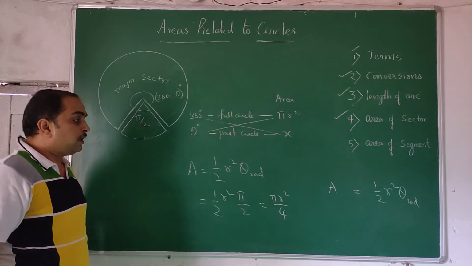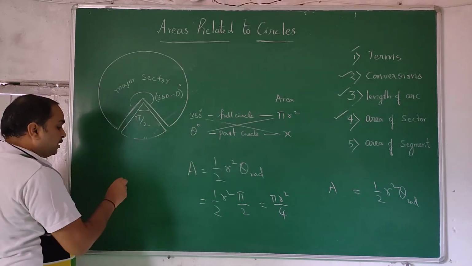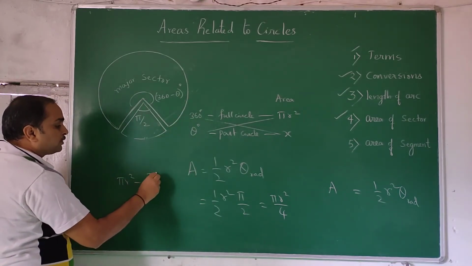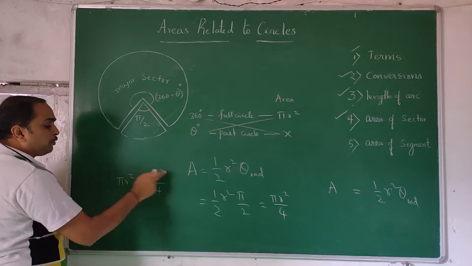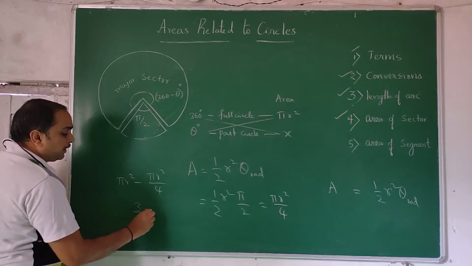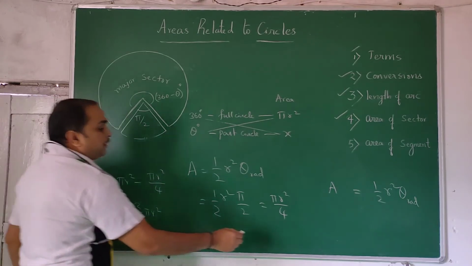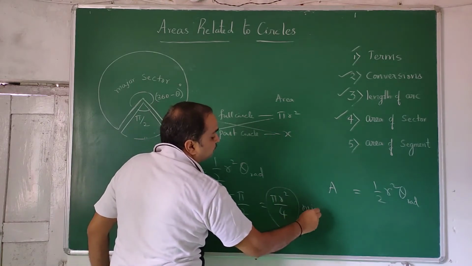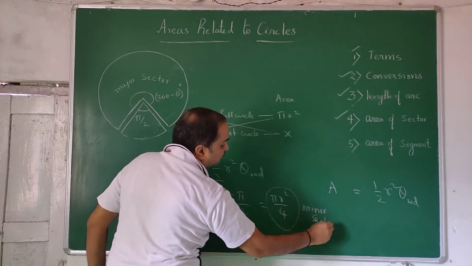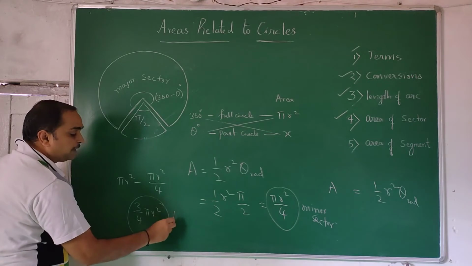1/4 we got it. Now for the major sector you want pi r square minus pi r square by 4. 4 ones are 4, minus this, 3 by 4 pi r square. So this is the area of the minor sector, and this is the area of the major sector.